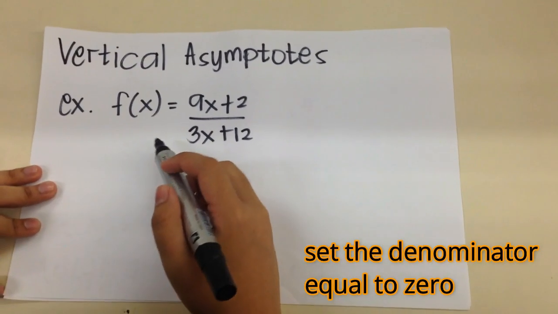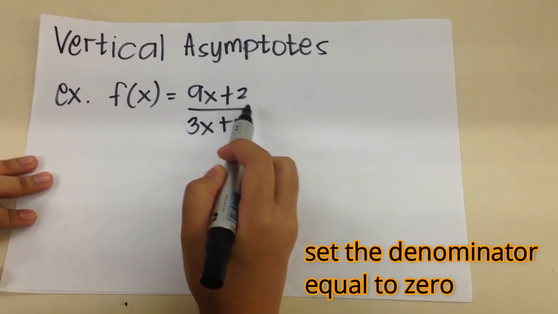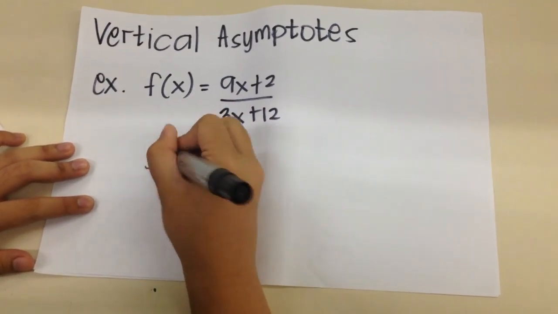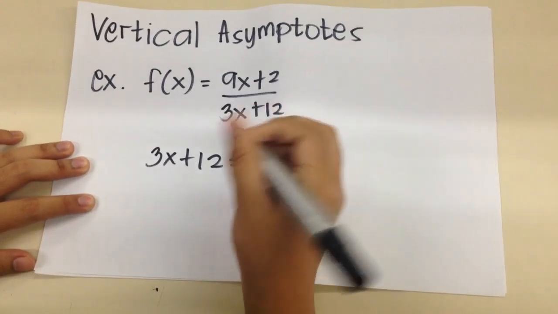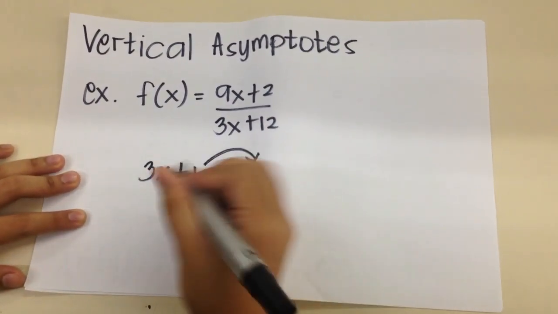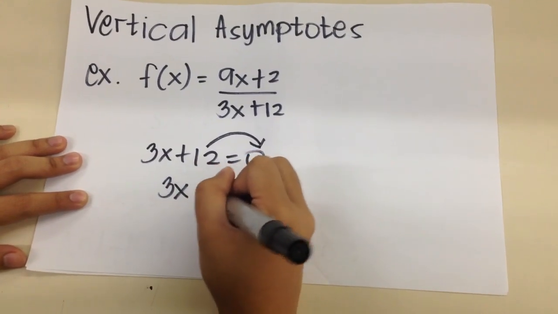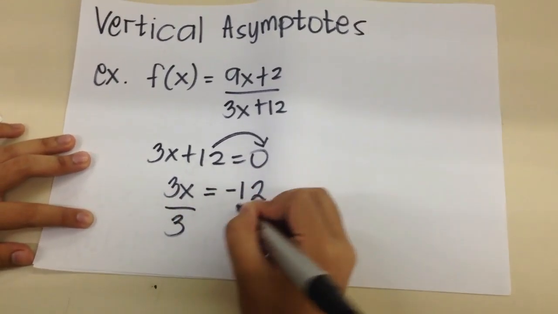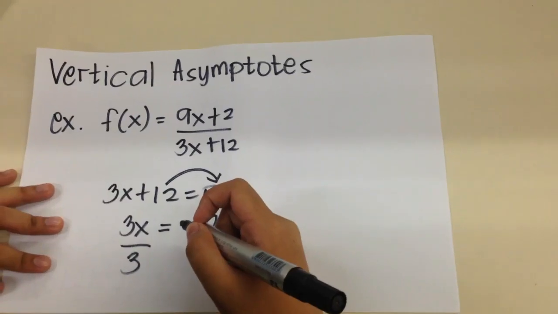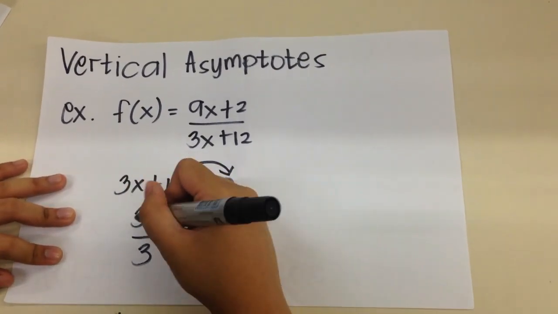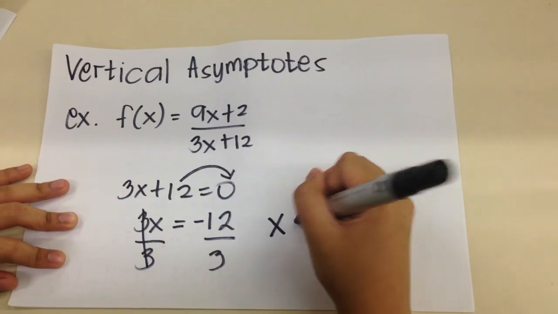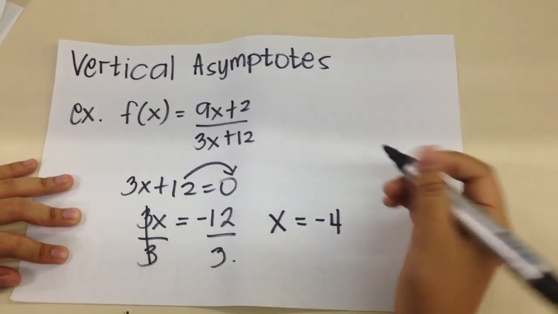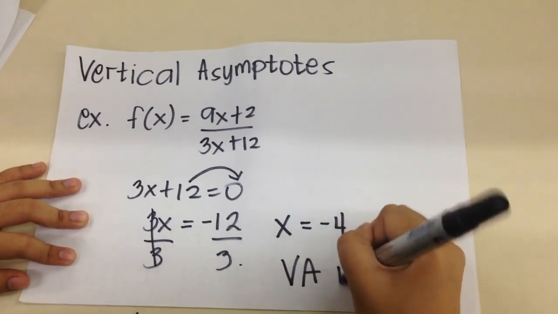Let's have an example. f of x equals 9x plus 2 all over 3x plus 12. Set the denominator 3x plus 12 equal to 0. Then transpose positive 12, so it will become negative 12. Then divide both sides by 3. 3x divided by 3 is x, and negative 12 divided by 3 is negative 4. So our vertical asymptote is negative 4.